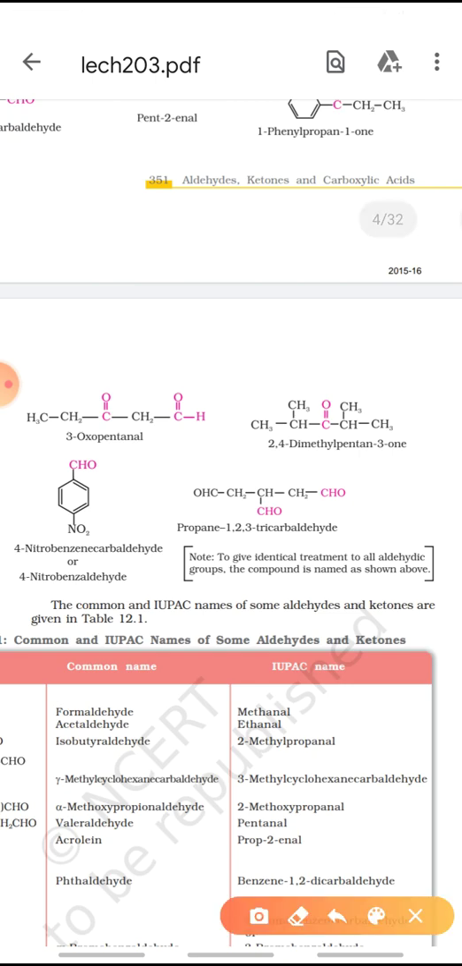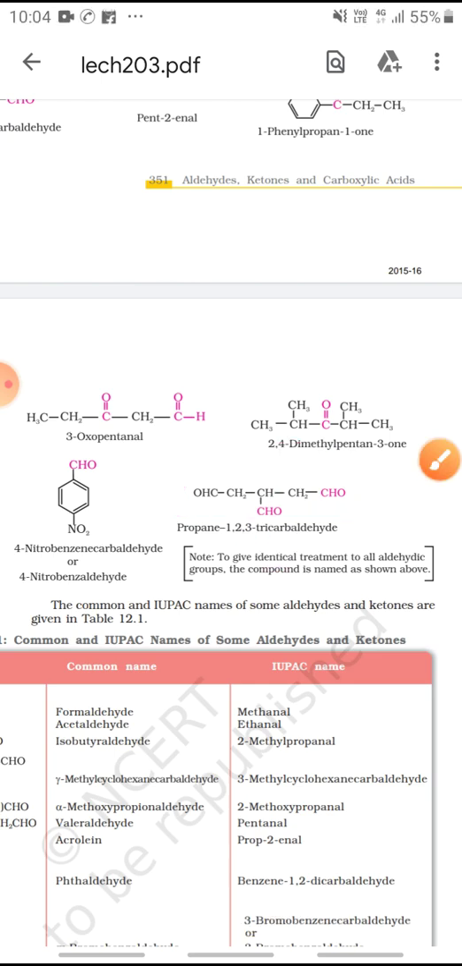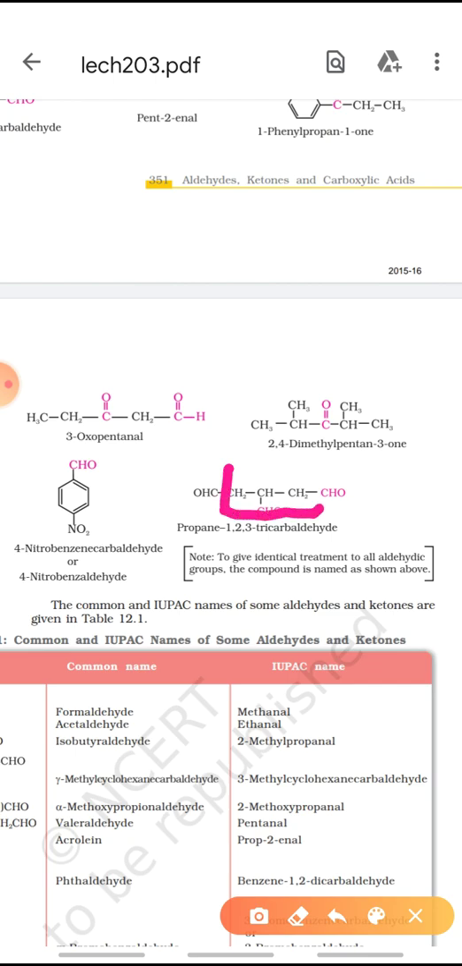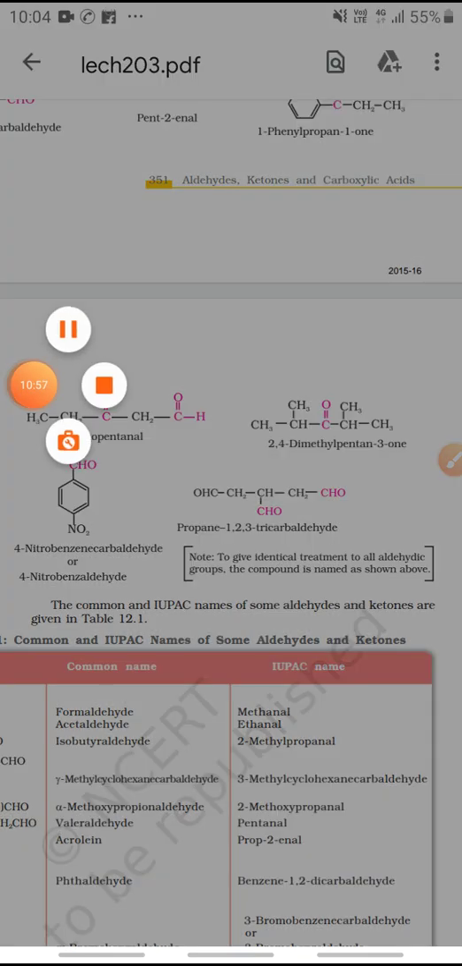Next is 3 aldehydic groups are there. Now see children, if we consider this to be the straight chain, then we are neglecting this part. So instead we'll consider this to be the straight carbon chain of 3 carbon atoms, and on first, second and third, 3 aldehydic groups are present, but they will not be written as -al. Why? Because the carbon we are not counting with the 3 carbons. We'll write it as propane-1,2,3-tricarbaldehyde.